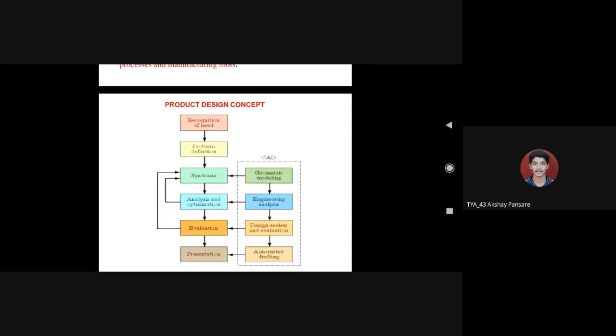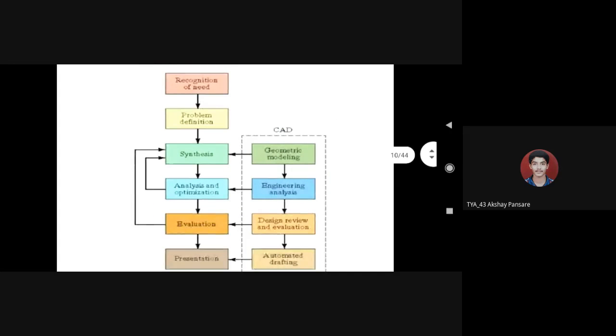And where is the role? Synthesis, analysis, evaluation, and presentation also. Geometric modeling is the role in synthesis. Analysis and optimization for engineering: FEA analysis will be required. For evaluation, design review and evaluation will be required. And for presentation, automated drafting will be used for that product cycle.